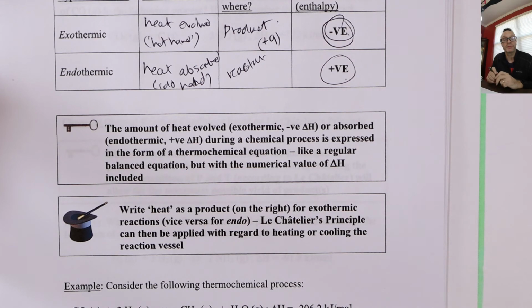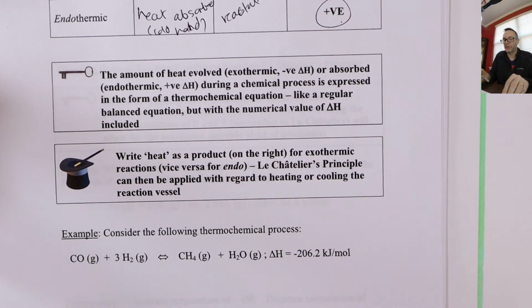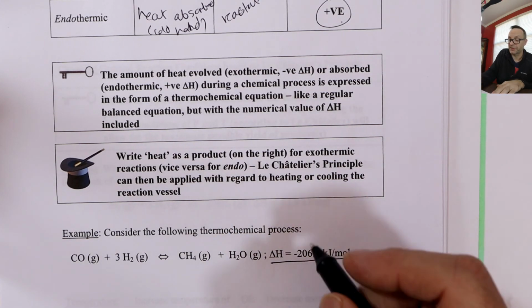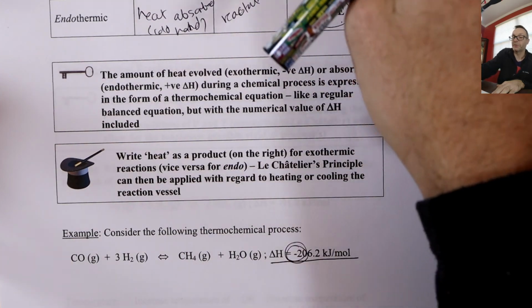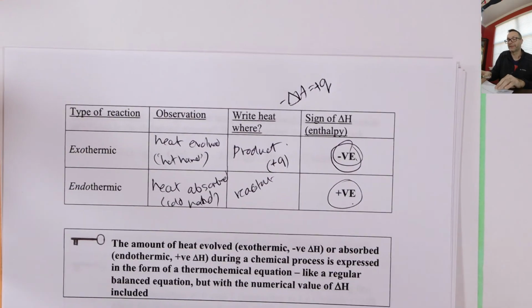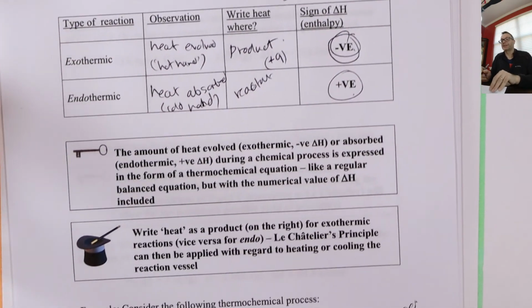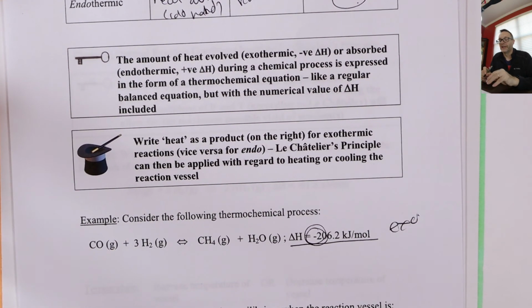The amount of heat evolved, exothermic, or absorbed, endothermic, is expressed in the form of a balanced thermochemical equation. You've seen these before from 101. So for a process, you'll have delta H equals minus 206, for example. It's a combustion. So minus means it's what? Exo or endo? Exo. So that's an exothermic reaction, so we're going to write heat as a product. For this one, I'll just get to it in my notes real quick.